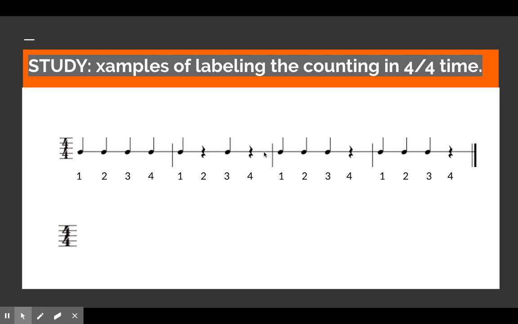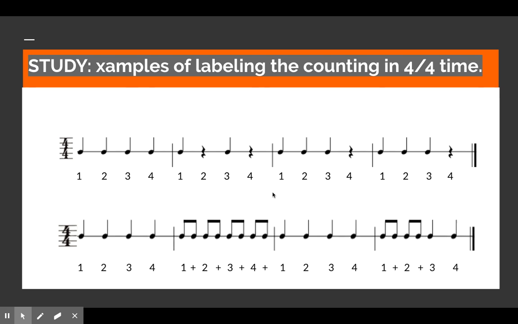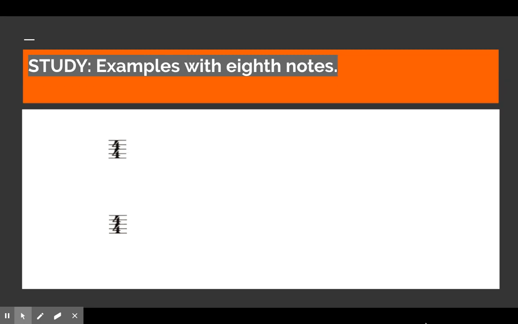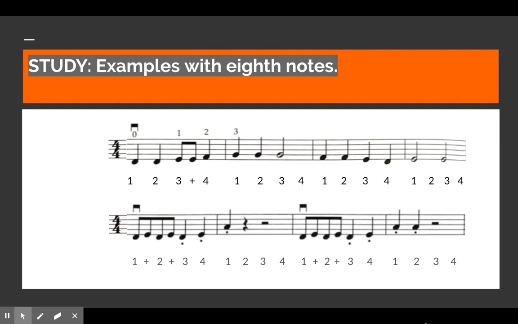And the 1 is right after the bar line. Here we have some eighth notes. Notice 1 and 2 and 3, 4. We're just putting in the and symbol for where eighth notes occur. Here's some more examples. Notice the rests count.